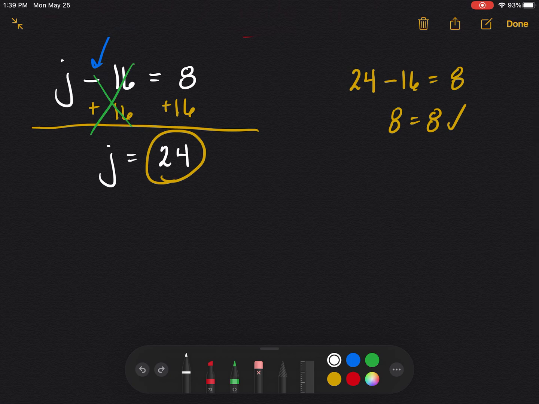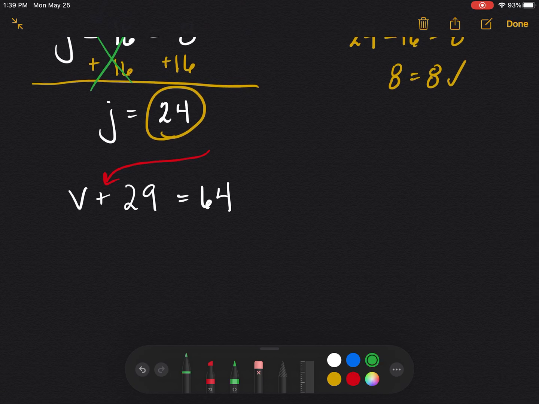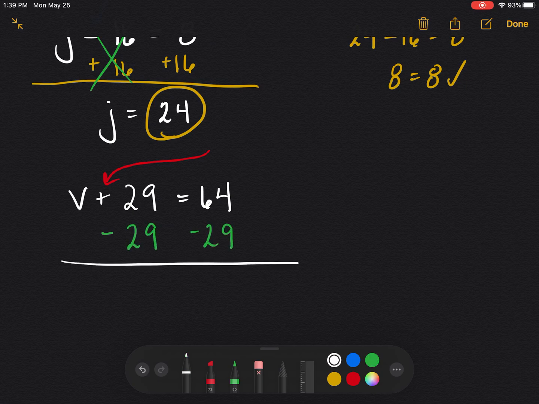Okay, so one more example. What if we had v plus 29 equals 64? What is happening to the variable? Addition. It's being added to. So we have to undo that by the opposite, subtraction. You're going to subtract 29 from both sides. Okay, this is going to go away. V is going to be very happy because he's alone. And when we actually do the subtraction, we will get 35.